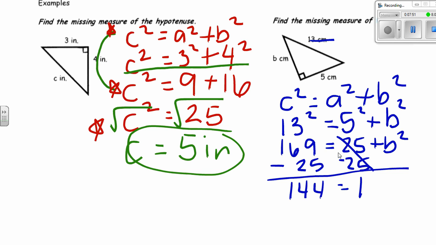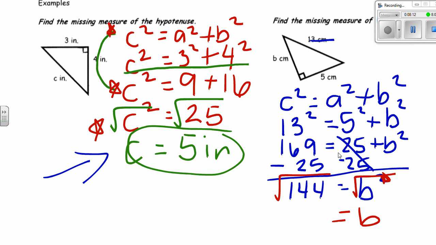And then I'm going to break down that b squared. Just like we had before in the previous problem where we had to do the square root, we're going to do the same exact thing here. To get that b by itself, we're going to have to do the square root. And whatever you do to one side, you have to do to the other. Now, the square root and the squared cancel each other out.